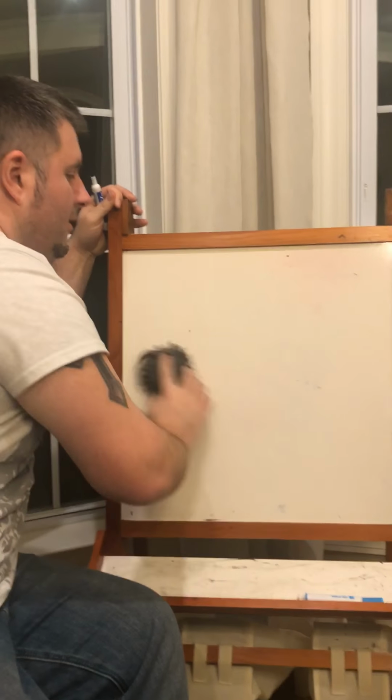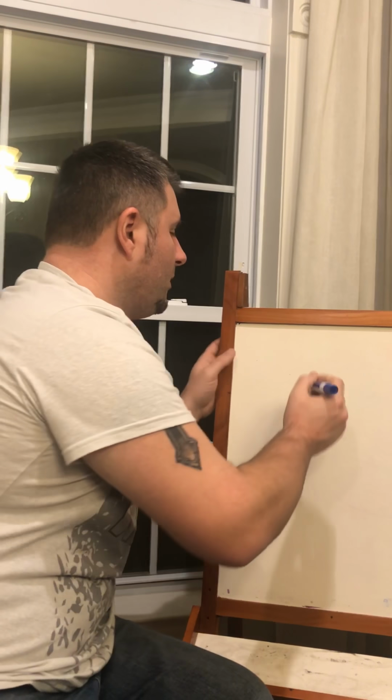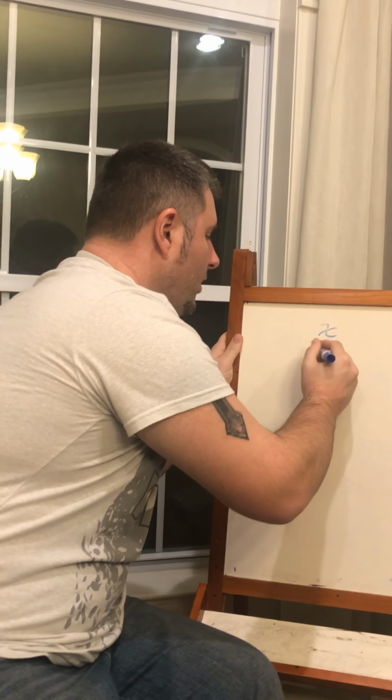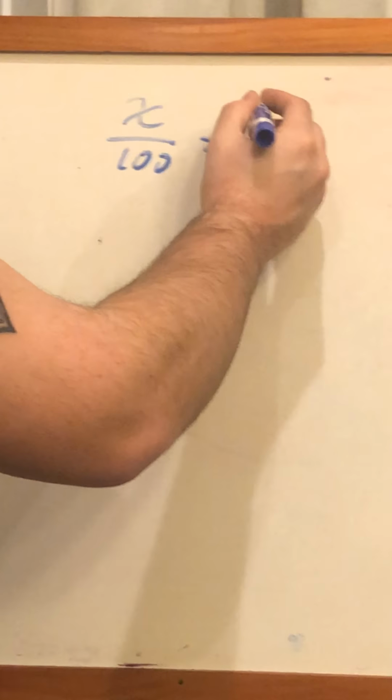Number 7, one of my favorite movies. Top Gun is an amazing movie. If 600 of the 800 people who saw it liked it, what percent of people, for some reason, didn't like it? Okay, so we're looking for the percent here. We know now that 600 of the 800 liked it.